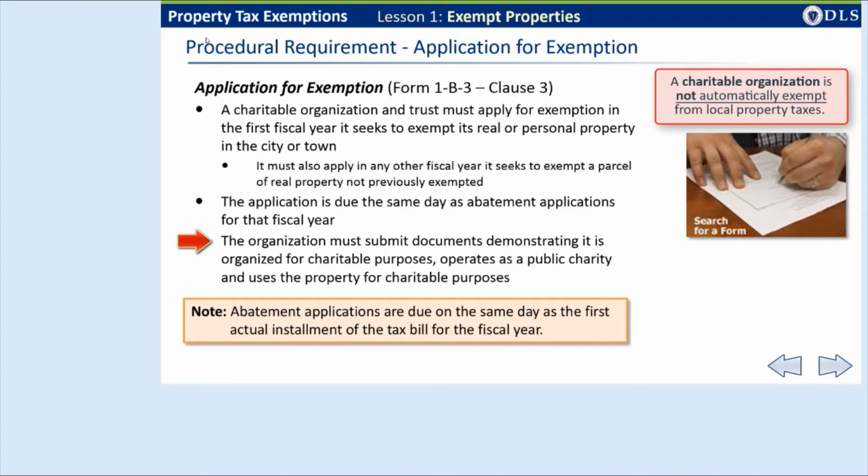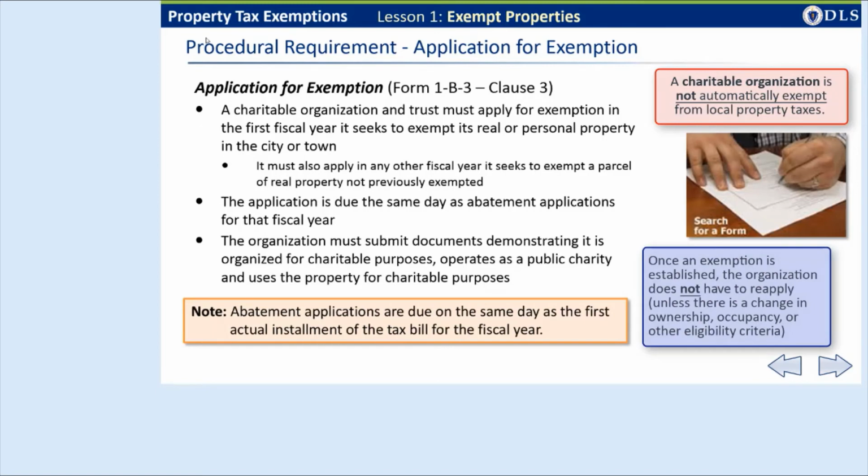The organization must provide you with all requested supporting information that is reasonably required to establish it as a charitable organization. This information may include, but is not limited to, its articles of incorporation, charter or declaration of trust, its bylaws, the identity of officers, directors, or trustees, a description of its charitable activities, and a description of the use of the property, including use by all lessees or other occupants. Once an exemption is established for that property, the organization does not have to reapply unless there is a change in ownership, occupancy, or other eligibility criteria.